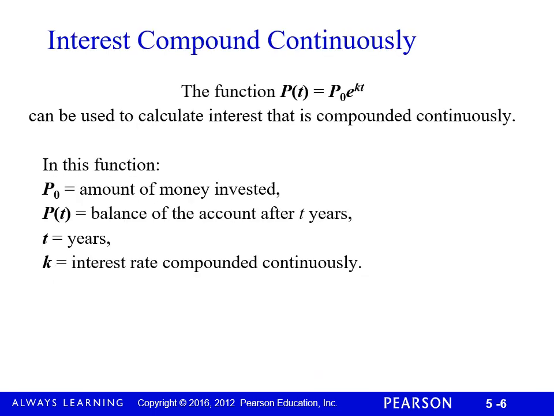The function P(t) = P₀e^(kt), which is what we just saw before, can also be used to calculate interest that is compounded continuously. P₀ is the amount of money invested initially. P(t) is the balance in your account after t years. t is the number of years, and k is the interest rate compounded continuously.